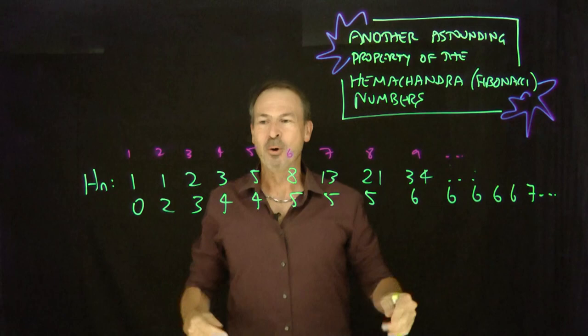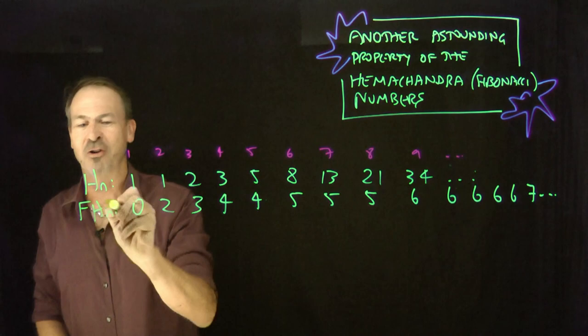Great. People call this the frequency sequence of the Hemachandra numbers. So I'm going to call this the frequency of the Hemachandra numbers, the FHN sequence, if you like. Okay, great. But here's the astounding thing.